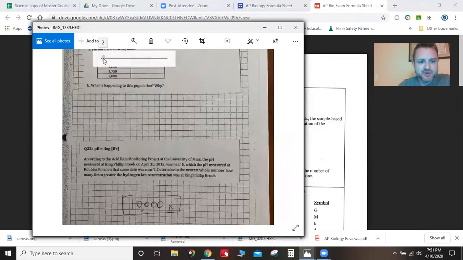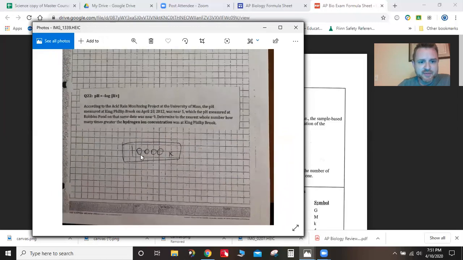Question 22. Determine to the nearest whole number how many times greater the hydrogen ion concentration was at King Philip Brook. So King Philip Brook was pH of 5. Robbins Pond was pH of 9. So 5 is more acidic. So you hold up a fist. So pH 5, 6, 7, 8, 9. That's a 1 with 4 zeros. So it's 10,000.